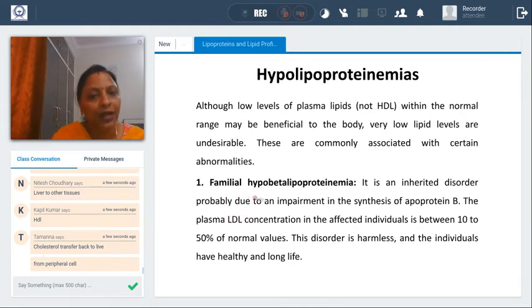Very important, familial hypo-beta lipoproteinemia. It is an inherited disorder, probably due to an impairment in the synthesis of apoprotein B. The plasma LDL concentration in the affected individual is between 10 to 50% of normal value. This disorder is harmless and individuals have a healthy and long life. These are the conditions of hypolipoproteinemias due to the impairment of the synthesis of apolipoprotein B.